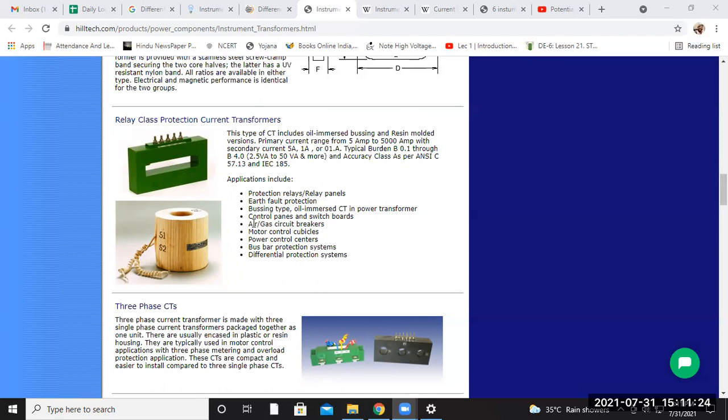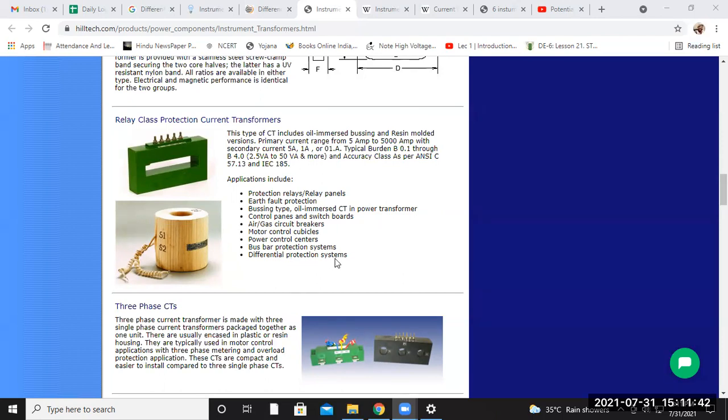Then there is application of air or gas circuit breakers. Then there are motor control cubicles. There you can use power control centers, the place at which this type of current transformer can be used. Then there is a bus bar protection system. There also we can use this type of current transformer.